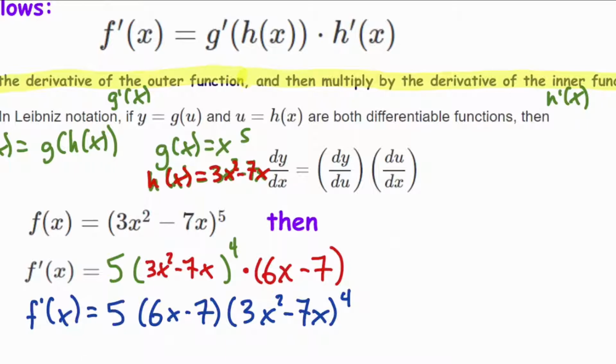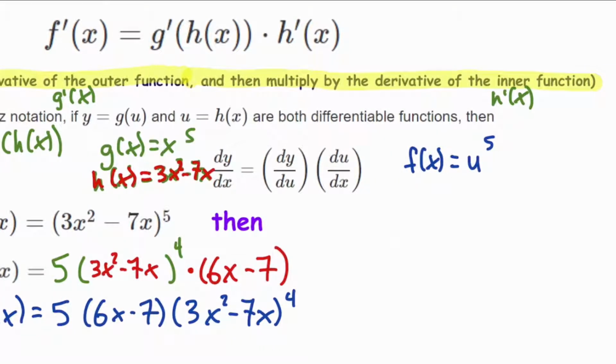We can also write this more simply in the Leibniz notation if we have f of x equals u to the power of 5. And off to the side, we'll note that u is equal to my h of x, which is 3x squared minus 7x. And then this derivative, f prime x, is equal to 5u to the power of 4. And then if we wanted to, we could just sub this back in.